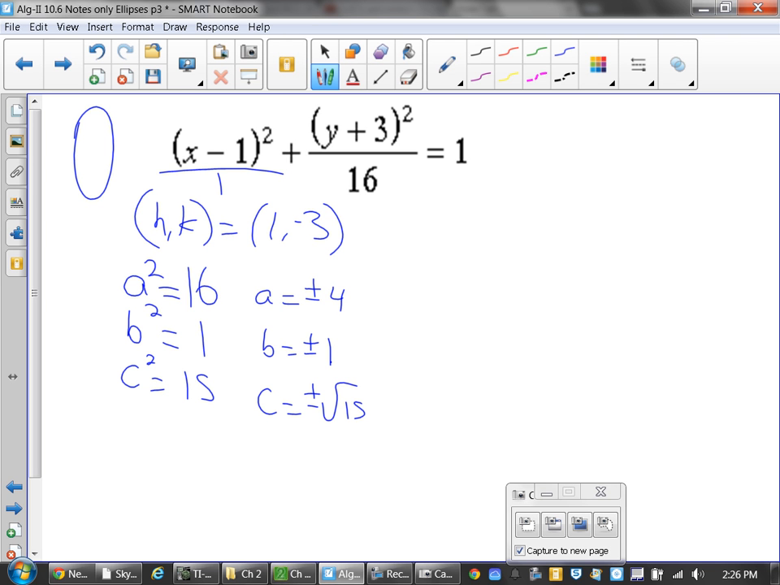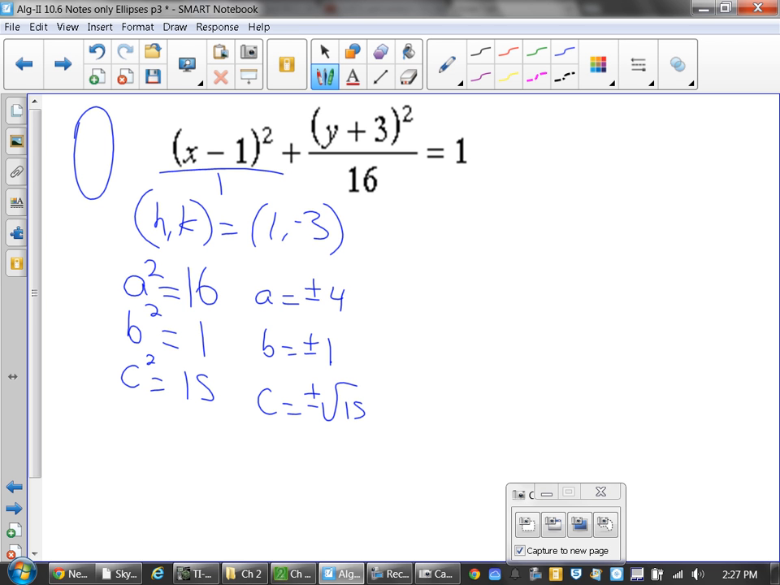Now, I can't simplify the square root of 15, can I? If it was the square root of 12, what would I write? 2 root 3. If it was the square root of 18, what would I write? 3 root 2. Plus or minus 3 root 2. What is the square root of 48? Root 6. So. Square root of 3.